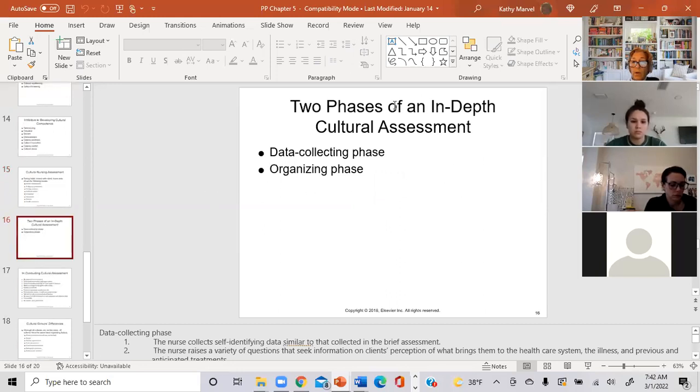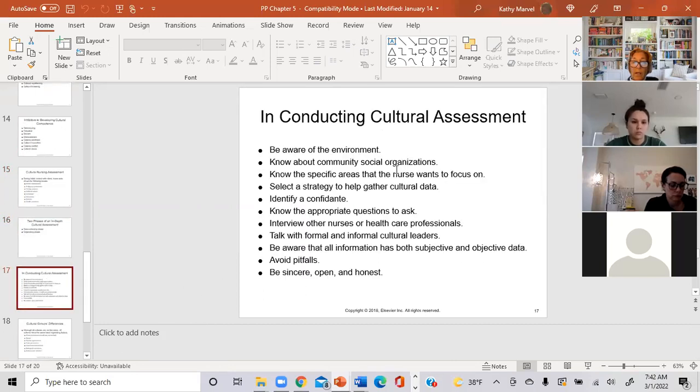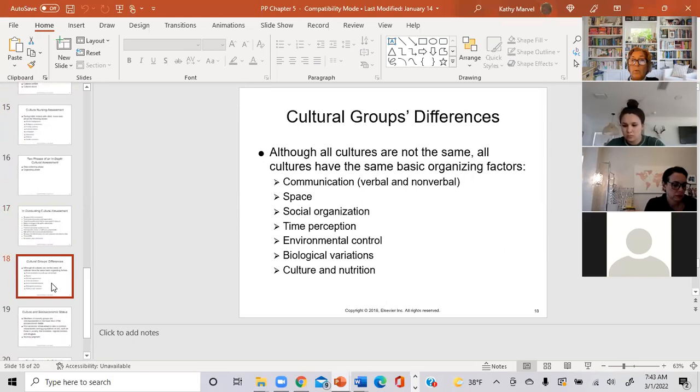Two phases of a cultural assessment are data collecting and organizing. And here are some good to-dos when you're conducting a cultural assessment. Be aware of the environment, know about community social organization, know the appropriate questions to ask, talk with cultural leaders. So again, what we've talked about in past classes: doing an environmental assessment, a safety assessment, a community assessment, an educational assessment. So this chapter takes us to doing a cultural assessment.